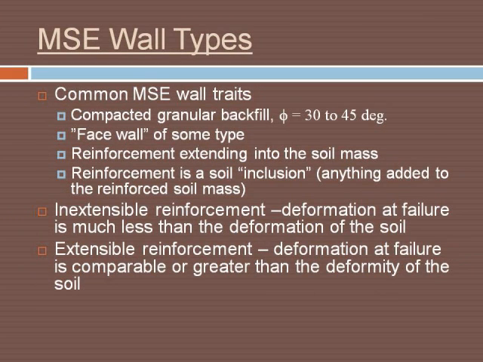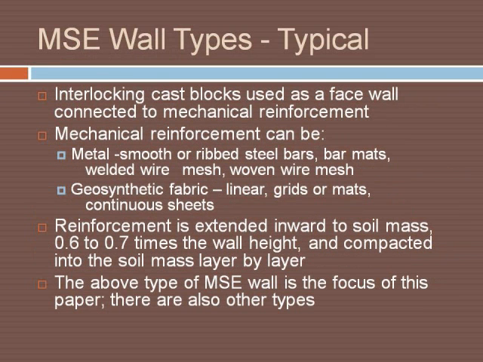Common to most MSE walls, they have compacted granular backfill, they have some kind of a face wall, they have reinforcement extending into the soil mass, and that reinforcement is called a soil inclusion. Inextensible reinforcement is a definition that's used. It refers to reinforcement where the deformation at failure is much less than the deformation of the soil, and extensible reinforcement is reinforcement where the deformation at failure is comparable to or greater than the deformation of the soil.